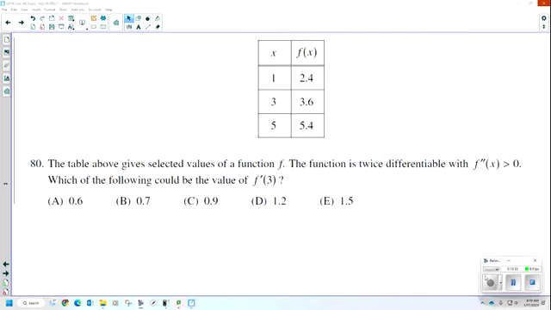You know, it's rare that I get a problem that has a table, graph, or chart that I love, but I really dislike. Let's go over this. I love the setup, but I really don't like the solution. And I'll explain when we get there. Number 80. The table above gives selected values of the function f. The function is twice differentiable, with the second derivative always being greater than 0, so it's always positive. Which of the following could be the value of f prime of 3?